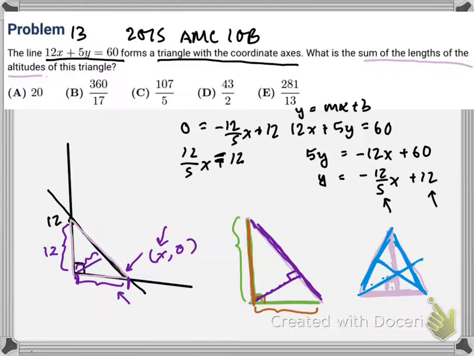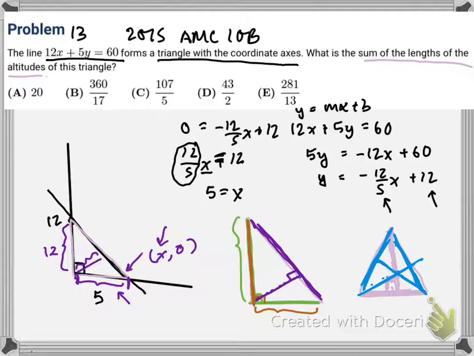And then I can go ahead and cross multiply, or I can just take a look at this and say, well, I need to multiply 12 fifths by something so that it becomes 12, and that something looks like it has to be 5. So I'm going to say x is actually 5. And so that gives me this side length.